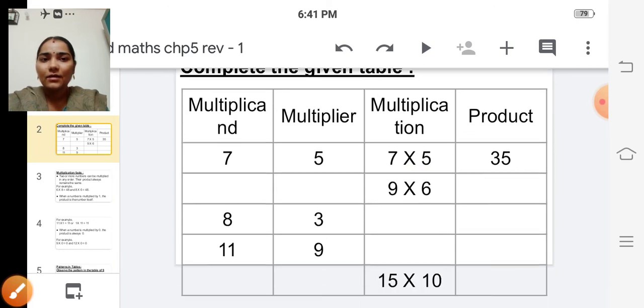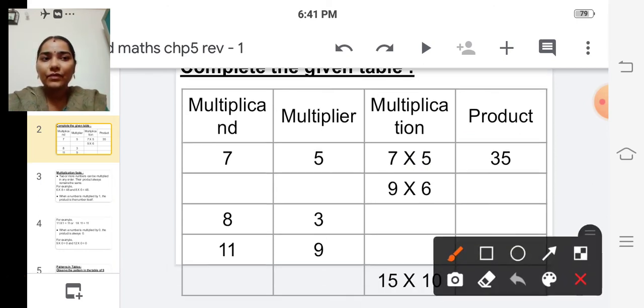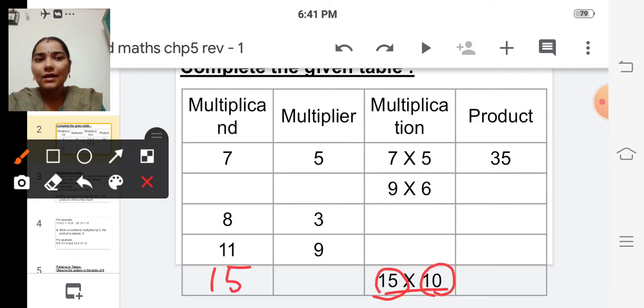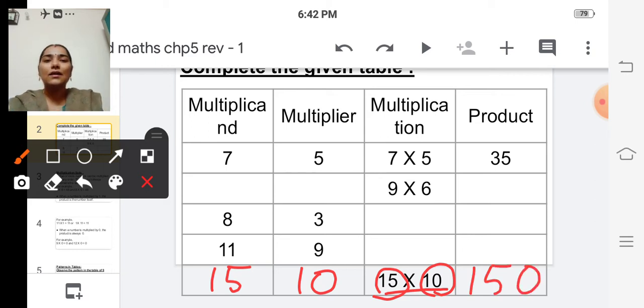And the last one, they have given the multiplication. So from this we are going to write multiplicand and multiplier. Which one is multiplicand? The first one, isn't it? So 15 is the multiplicand and 10 is the multiplier. And what is the product? 150. So the product is 150. Is it clear, children?